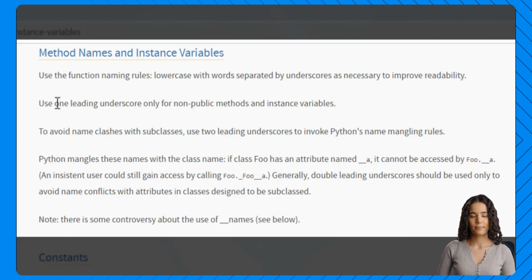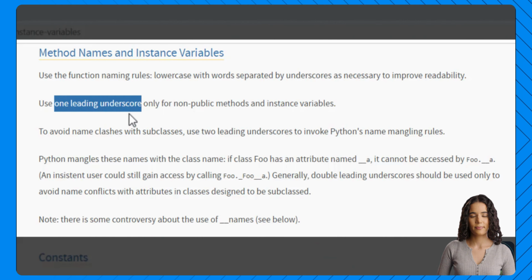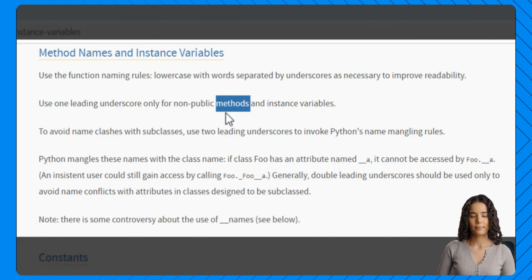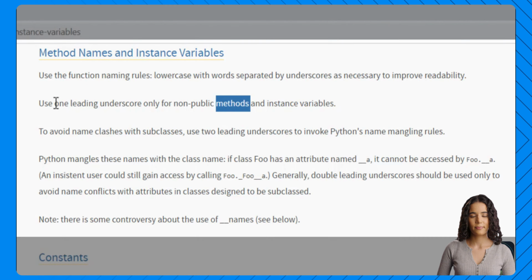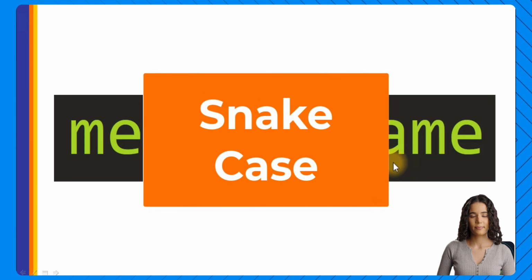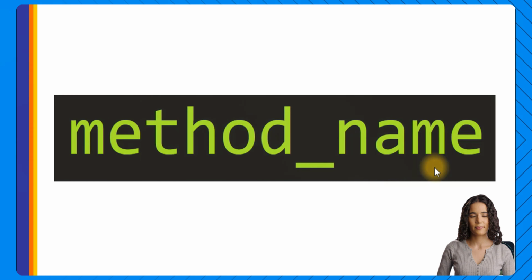So you can see that this naming convention of adding one leading underscore for non-public members still applies for methods as well, not just for attributes. So if you want to make a method non-public, you should add one leading underscore to its name. So, based on what you just read, this is the typical format for a method name. We write it in all lowercase letters with the words separated by an underscore. This naming convention is called snake case. And it is the same naming convention that we use for function names and for variable names.